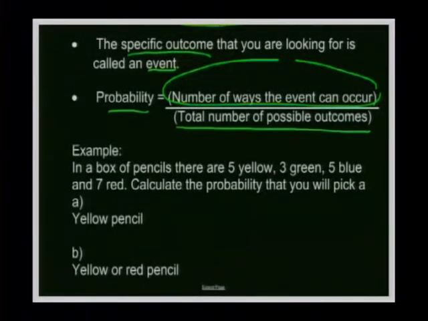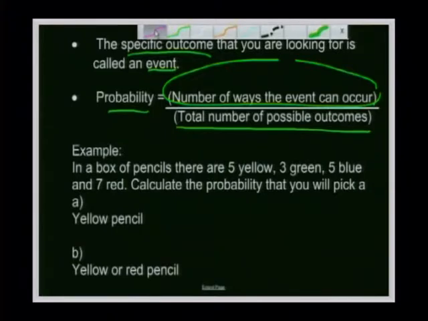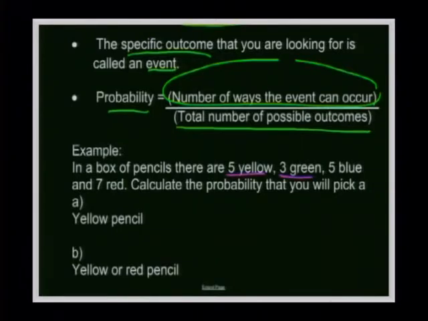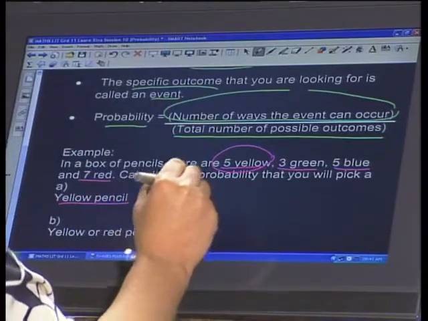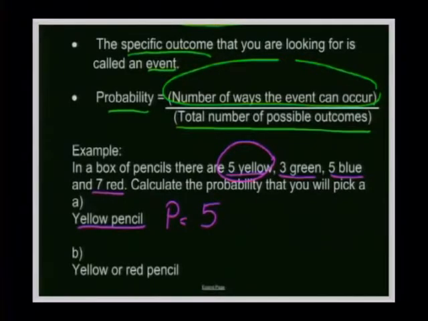In a box of pencils, there are 5 yellow pencils, 3 green, 5 blue, and 7 red. Now we want to calculate the probability that you will pick a yellow pencil. So I need my possible events, my events where I have picked a yellow. So I'm going to look at my yellow. I'm going to say my probability is equal to, well, there are 5 yellow pencils, so I can pick out 5, and that is my event.